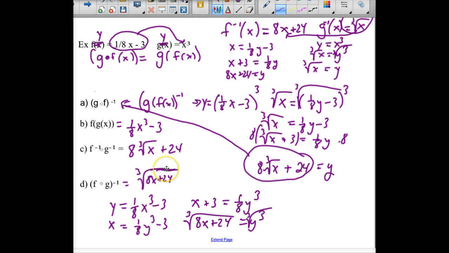So those are all the fun things you can do with inverses and composite functions, and just make sure that you're doing them in the proper order.